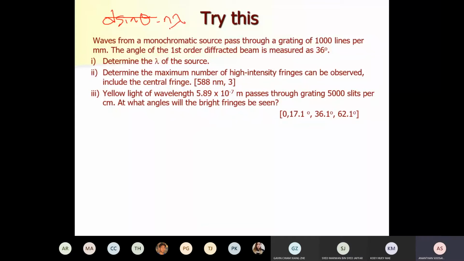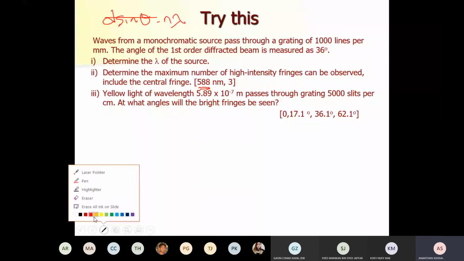Okay, waves from a monochromatic source pass through a grating of 1000 lines per millimeter. The angle of the first order is 36 degrees. Determine the wavelength. So all of you must get this as the answer: 588 nanometer for number 1.